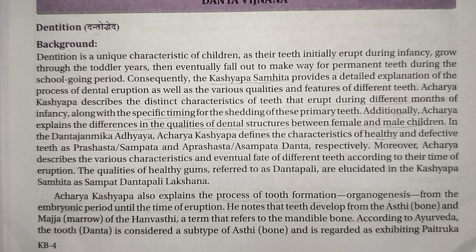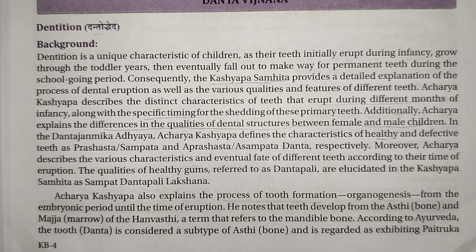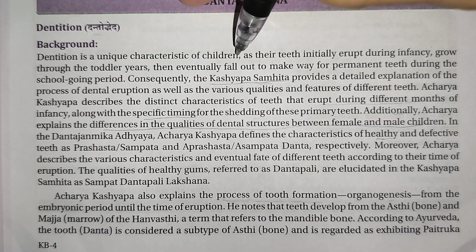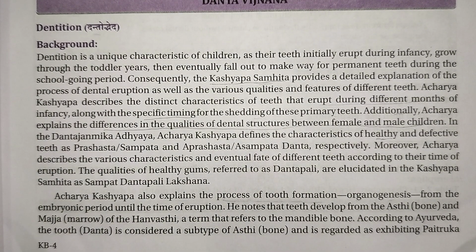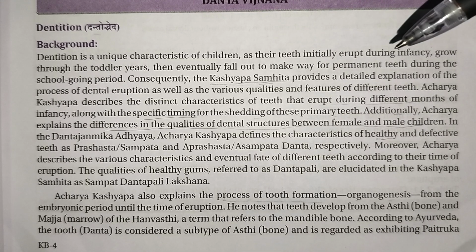Hi. So today we're going to discuss what is Danta Vijnana, the dentition. What is the background of dentition? Dentition is a unique characteristic of children, as their teeth initially erupt during infancy, grow throughout the toddler years, and then eventually fall out and make way for permanent teeth during the school-going period. In easy words, we can say that is dentition.